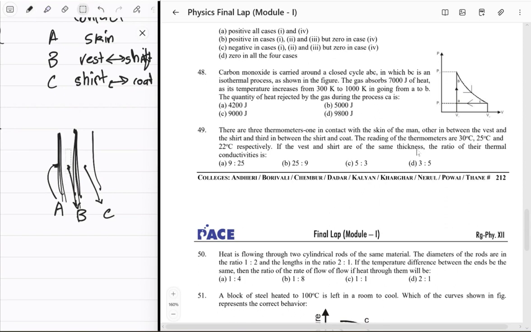राइट, ओह गॉड, दिस इज वेरी वियर्ड. एक स्किन के बीच में. अच्छा, तो ये पूरा जो है ना जस्ट शर्ट एंड दिस थिंग इज द कोट. राइट, वो लेयर्स ऐसी है इसकी. यहाँ पे तुमने बी रखा हुआ, यहाँ पे सी. आई गेट इट. If the reading of thermometers are 30 degrees, 25 degrees, 22 degrees Celsius respectively, A, B, C, D. Okay, if the vest and shirt are of the same weight.